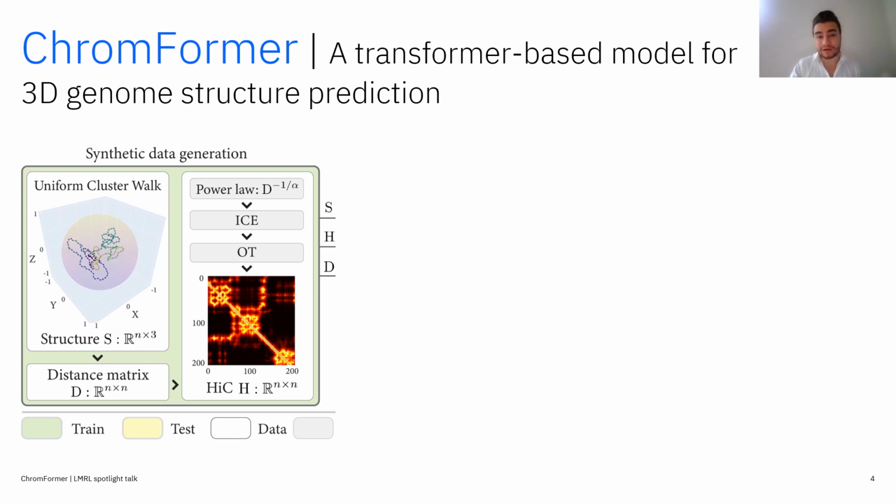The first problem is the lack of ground truth and data. So we first use ClusterWalk, which is a novel synthetic data generation module that simulates biologically feasible structures, as seen here, and corresponding Hi-C matrices, as seen here. For Hi-C to resemble real Hi-Cs, we use processing steps, including normalization and optimal transport.